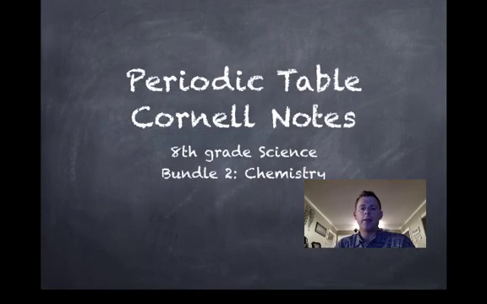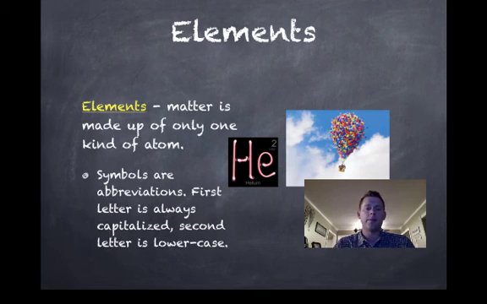Okay, so periodic table of the elements. Let's start with elements. Elements basically is matter that is made up of only one kind of atom. On the periodic table, you see lots of elements. Here's one, for example, helium, with the atomic number of 2, which you should know means it has 2 protons and 2 electrons. They have symbols that are abbreviations. The first letter is always capitalized. Second letter is always lowercase.